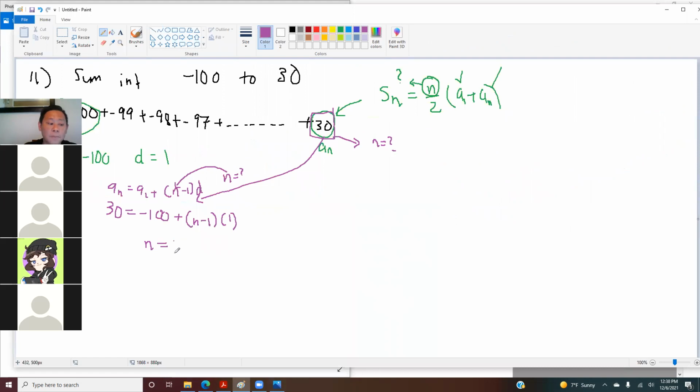131. Yep, so n is 131. That means the position of 30 is 131. So this is 1, this is 2, this is 3, this is 4. Now we know that the n term is 131, so we can plug into the formula: 131 over 2, A1 is -100, and the last term in this case is 30. So you can figure out your answer.